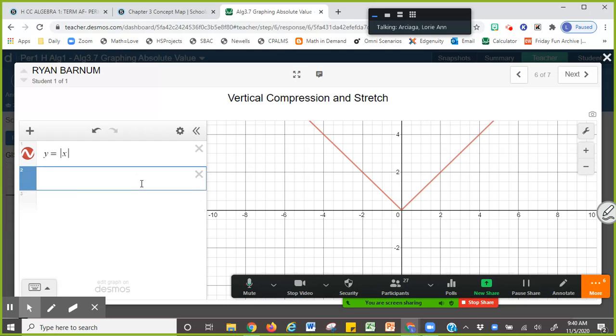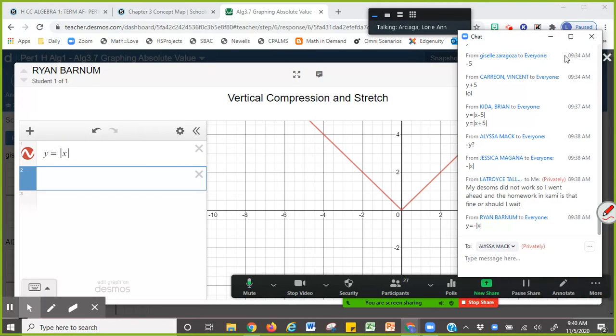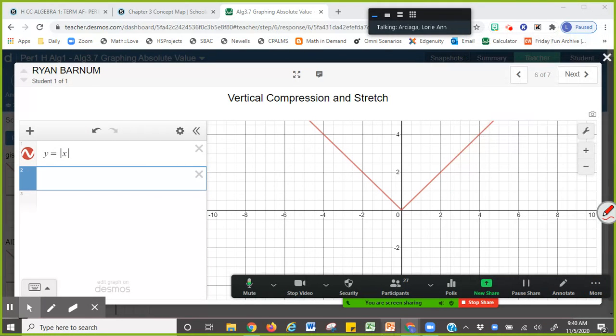So, Ryan, vertical compression and stretch. In other words, how do you make it closer to the y-axis or farther from the y-axis? Or how do you make it wider and narrower, in other words? How do you make it wider or narrower? Any idea? So what else haven't we done yet? So try to put a number over here. Try to put y equals, I'm going to separate them so you would see what happens.